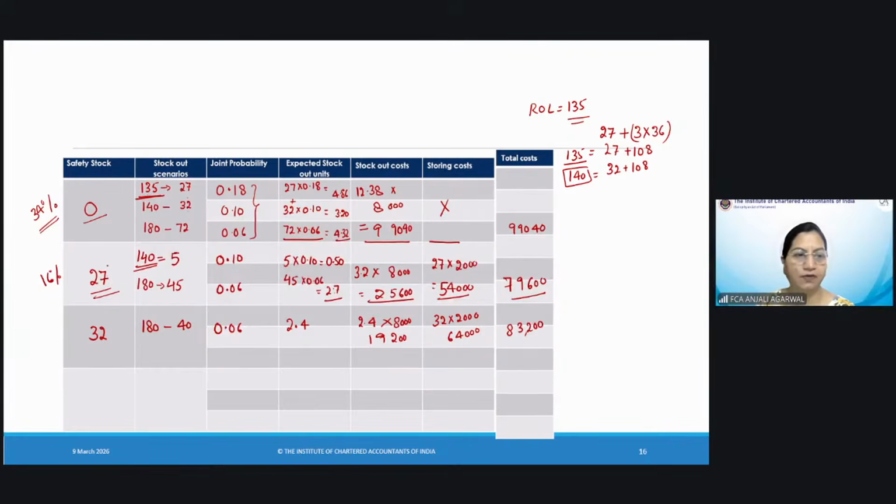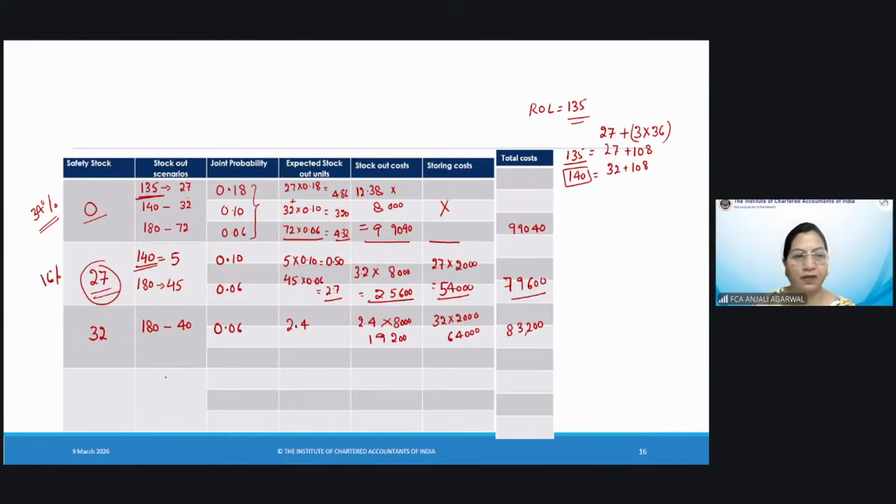Appreciate here that you will not do half. You will not say that you are holding 27 units, so on an average, you are holding 27 by 2. Why? Because this is safety stock. This is not to be consumed. This will remain throughout. So you are not doing 27 by 2.